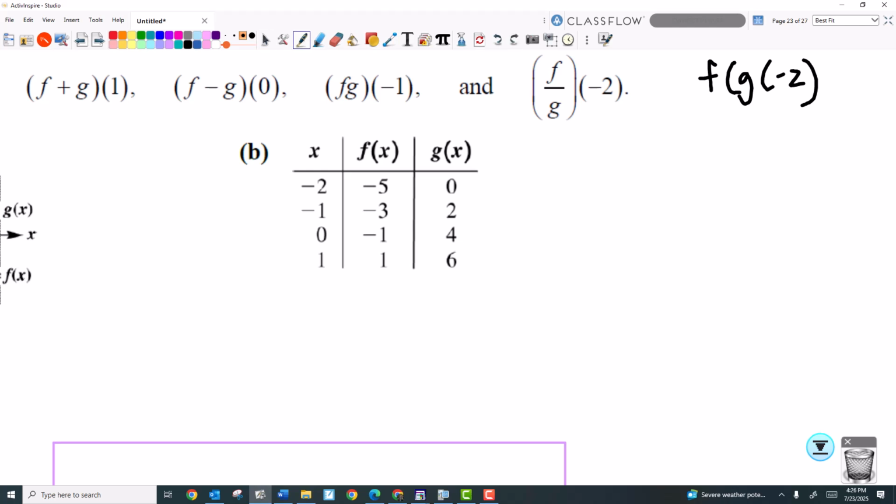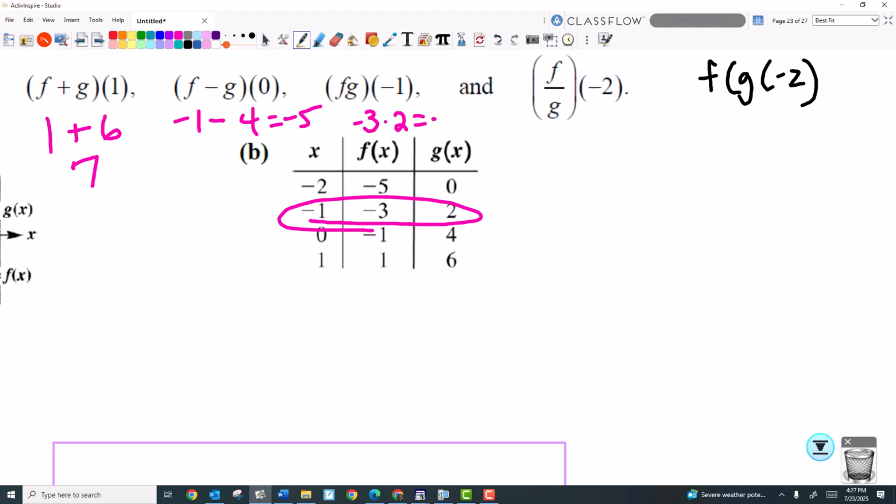This one, the table, much, much easier. F plus g of 1 is just f of 1 plus g of 1, and you just look right here. 1 plus 6 is 7. F minus g of 0, we just look here. F is -1 minus g is 4, so that's -5. F times g of -1, we're here, so it's just -3 times 2 is -6.